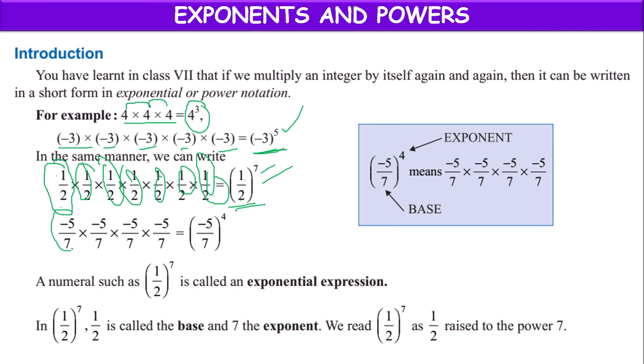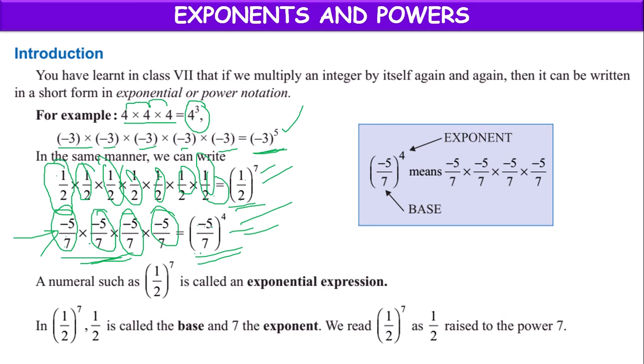Or minus 5 by 7. This is the rational number they have given. With the same rational number, minus 5 by 7, minus 5 by 7, minus 5 by 7, 4 times we are multiplying. So this can be expressed in short form as minus 5 by 7 whole power 4.